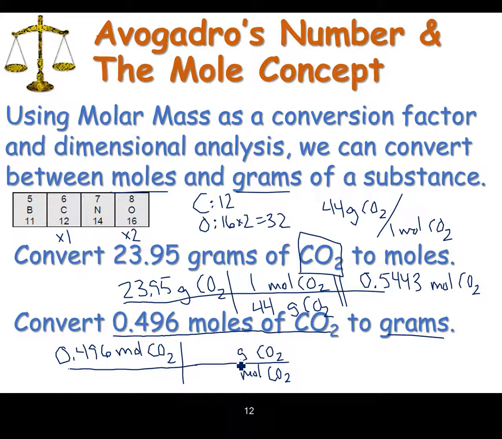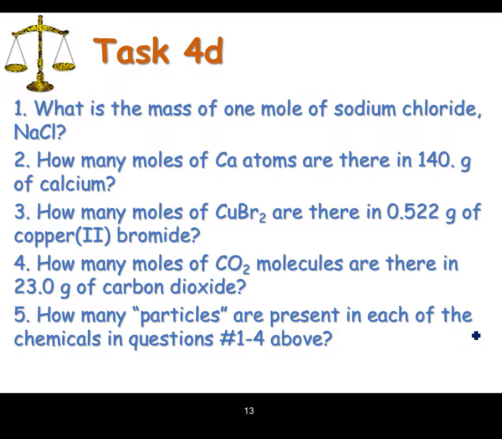Using that same conversion factor that we determined with our molar mass, there are 44 grams per 1 mole. We write our 44 grams up on top and our 1 mole on bottom. When we calculate these, we see we have 21.8, carry the unit over, grams of carbon dioxide. Hopefully this idea is making some sense for you. Now I'll let you practice task 4D on your own.